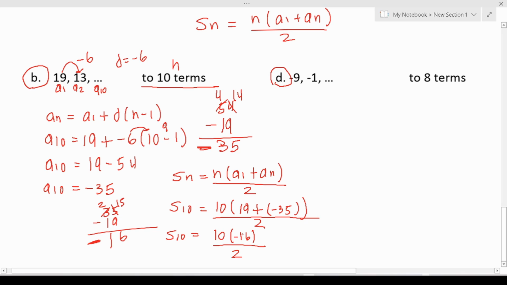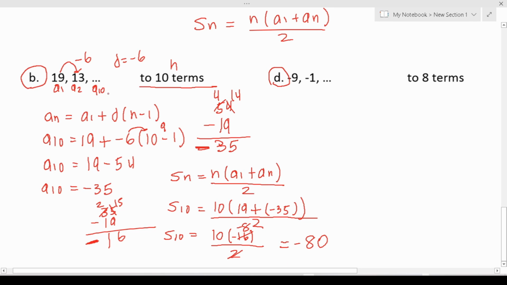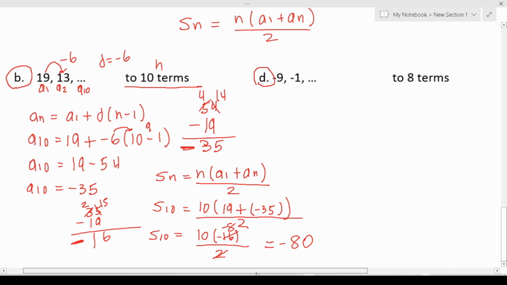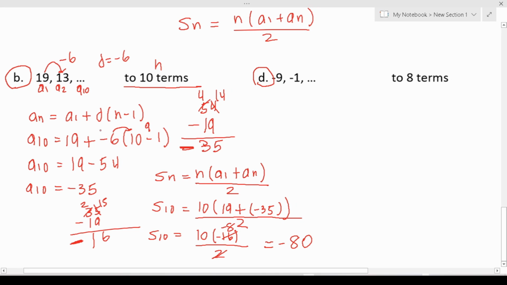All right, so let's go ahead and finish this one up. If you want, you can make this easier by reducing negative 16 by dividing it by 2. Again, negative 16 divided by 2 is going to be negative 8. So this becomes 10 times negative 8, or negative 80. Okay, so the summation of the first 10 terms in this series is negative 80, as you can see. Okay, so pretty simple there. Again, you have to get comfortable making use of both formulas in multiple ways.